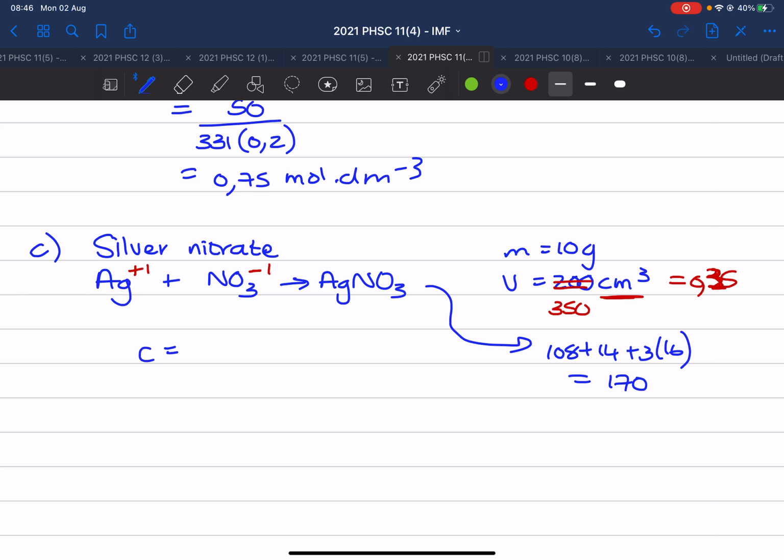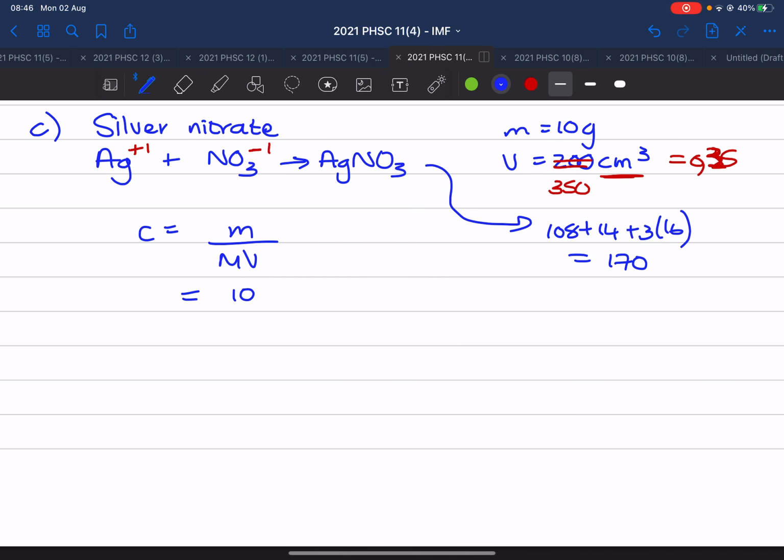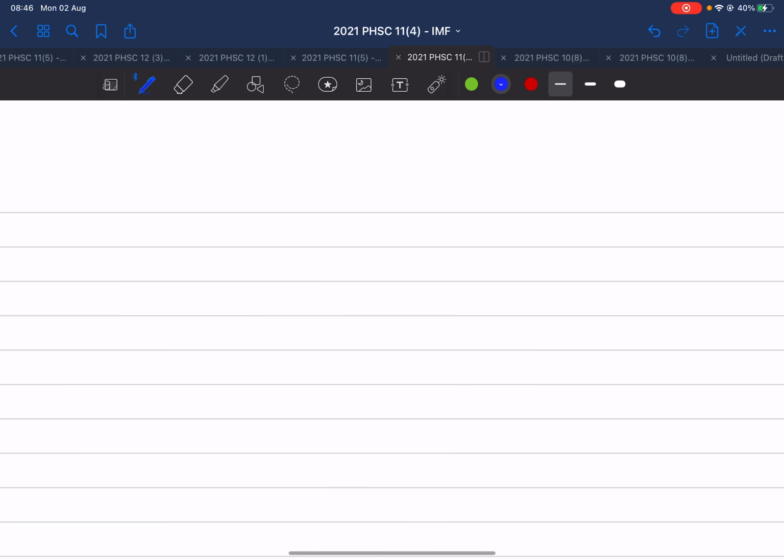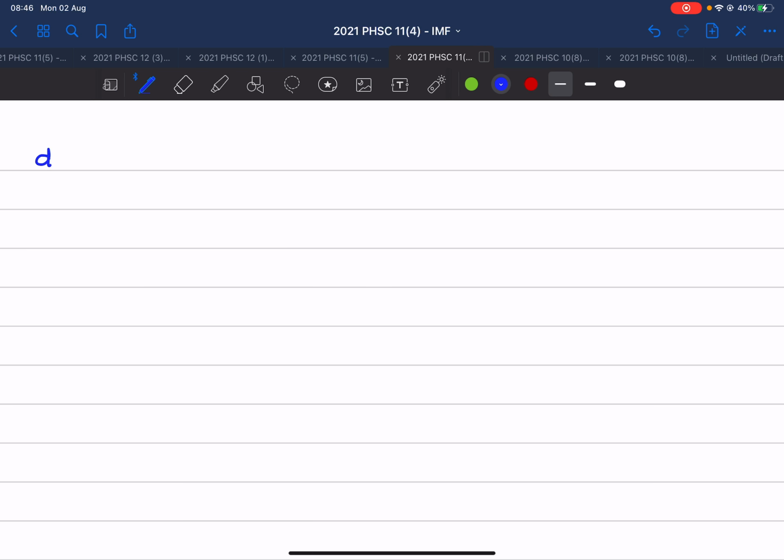Alright, so concentration is mass over molar mass times volume. So it is 10 over 170 times 0.35. And you get the answer to be, and I'm just double checking myself, 0.17 moles per decimeters cubed. Okay, then the last two questions, then we're done. Grade 11, I promise.